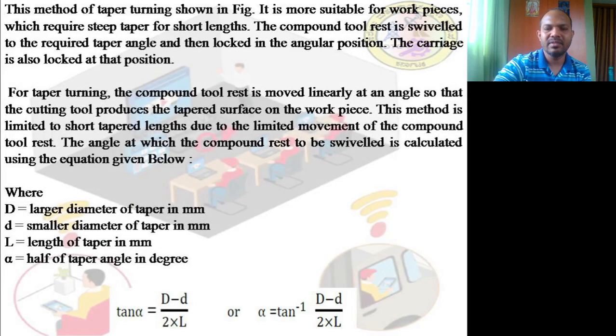Okay, that ends these different operations on a lathe. Then we should go for the other operations on machine tools.